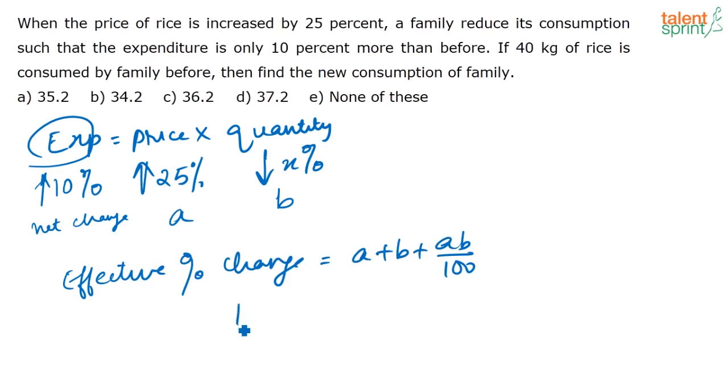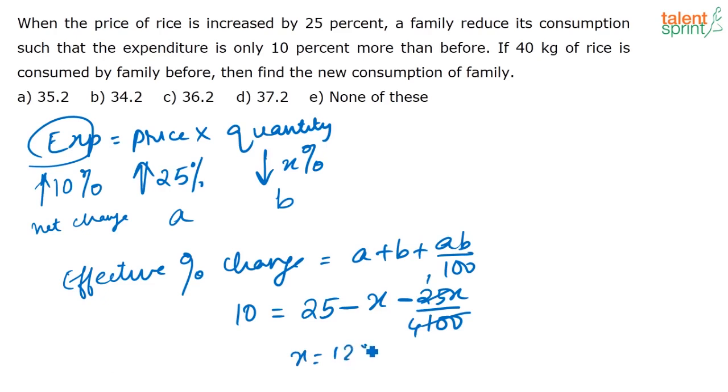Or I can say here 10 is equal to, see, A is positive, correct, because price is increasing. So this is 25. Now here the quantity that I am consuming is decreasing. So 25 minus X, correct, 25 minus X plus AB. So A is 25, B is minus X. So that is minus 25X by 100. See, 25 by 100 you can take it as 1 by 4, or when you solve this, what do you get the value of X as? You get X is equal to 12%.